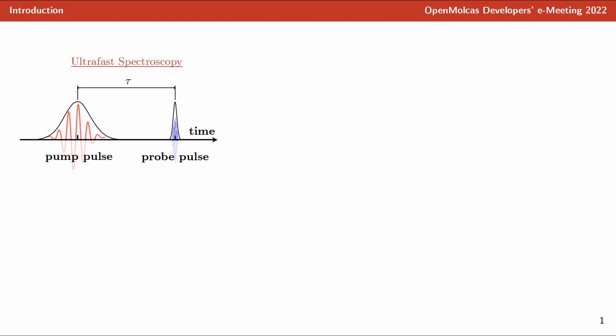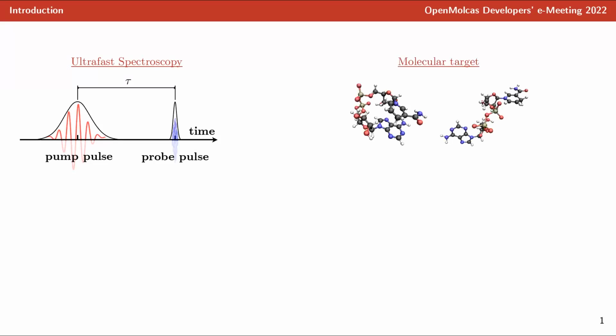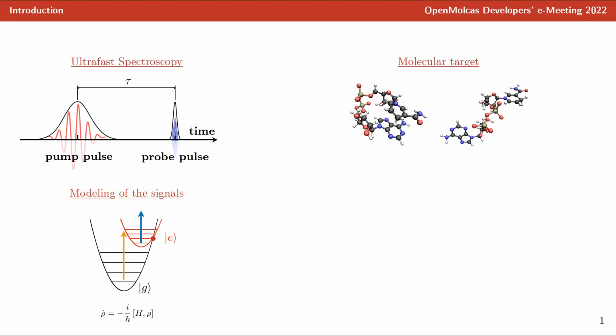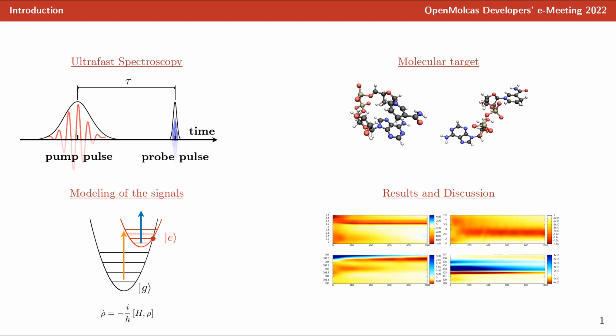Basically, what is this technique, why it is interesting, and what kind of processes are going on in this kind of experiment. Then I will move on to the molecular target that I'm studying right now, which is the nicotinamide adenine dinucleotide, NADH. And then I will show how we can model ultrafast spectroscopy signals starting from this system. And finally, I will analyze the result and discuss what kind of physical information we can grasp out of it.